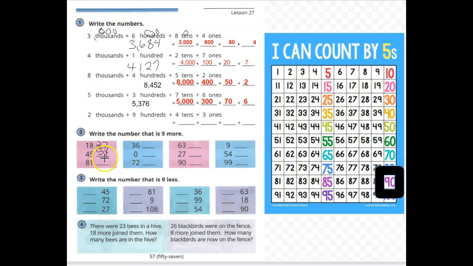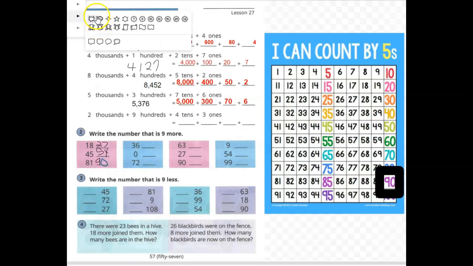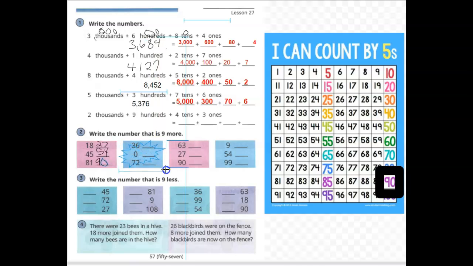90. Now, if you don't have one of these handy dandy little looking boxes, that's something that you and Mom can make. It's not hard to make out of a piece of just cardstock or a piece of paper, and just make yourself a little window. It really is helpful. Okay, so we are not going to do this one. We're going to do the next pink one.